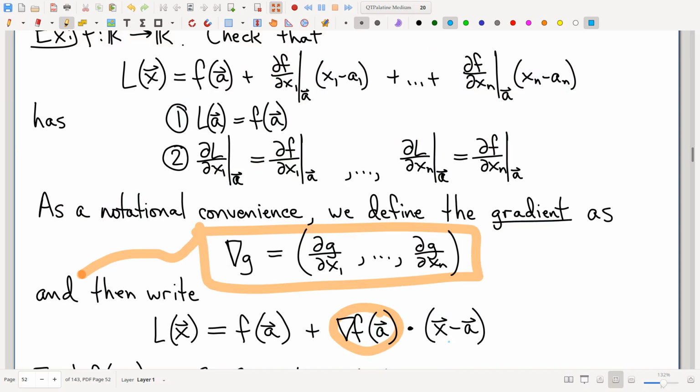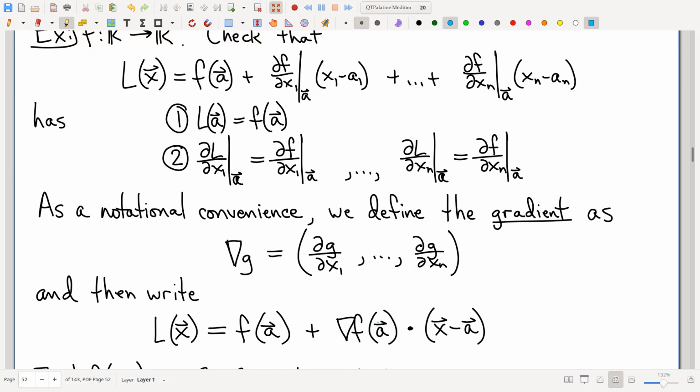For the moment, all you need to know about the gradient for now is that it's a notational convenience. It's this vector that is defined by the partial derivatives, the coordinates of the partial derivatives, and it makes it easier to write this expression more compactly. Notational convenience only. For now. We're going to find out that it's actually much cooler than that.